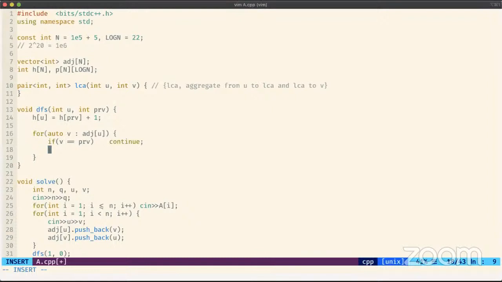Otherwise, we'll do a DFS recursively. So now we have this height array and we want this parent array. This is the parent array that we were talking about in the question. That's the most important array, that we were referring to constantly.